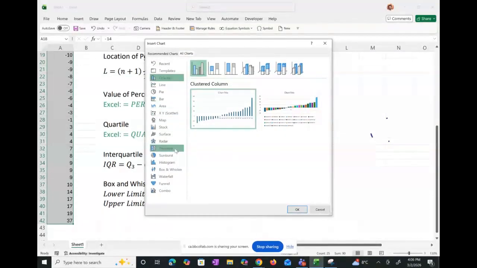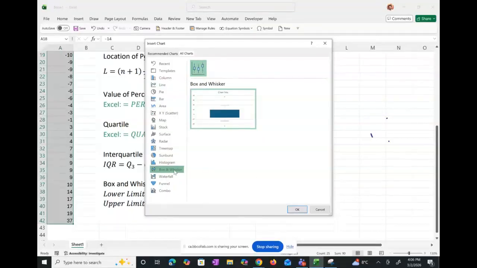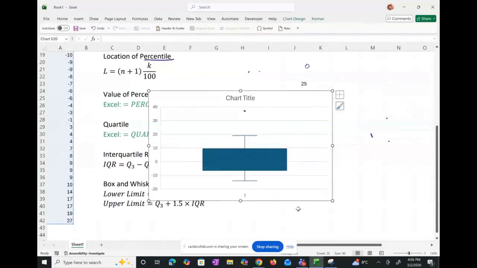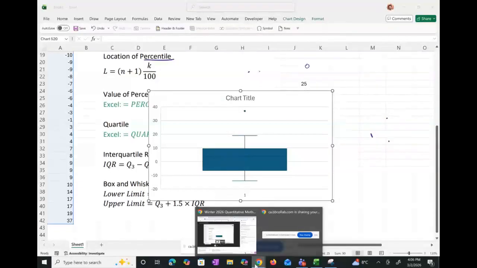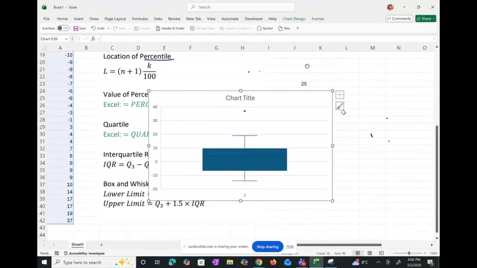The chart, and all charts. What kind of a chart am I going to draw? Box and whisker plot. This is what I'm going to draw. Press OK. So we got the box and whisker plot. Yes, it is being shown on the camera screen. That's great. Now I'm just going to put in the values.